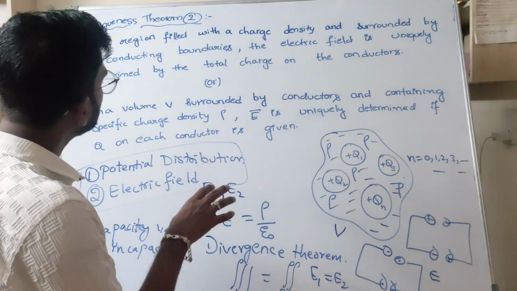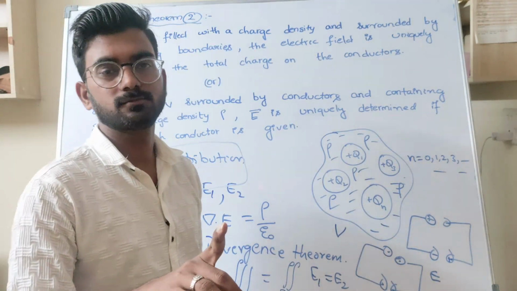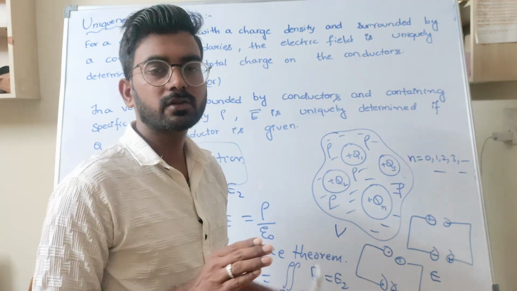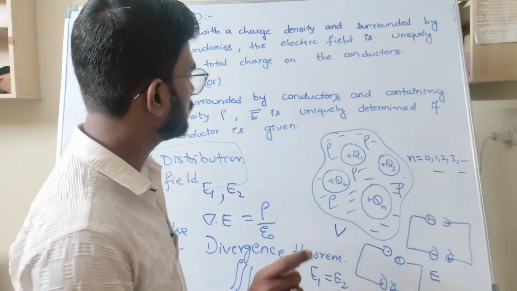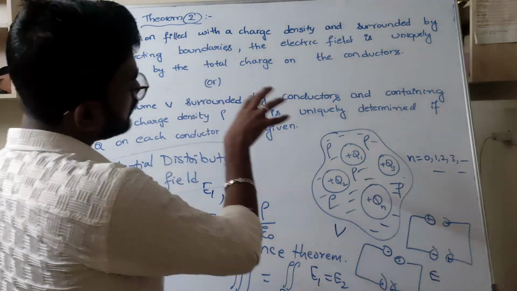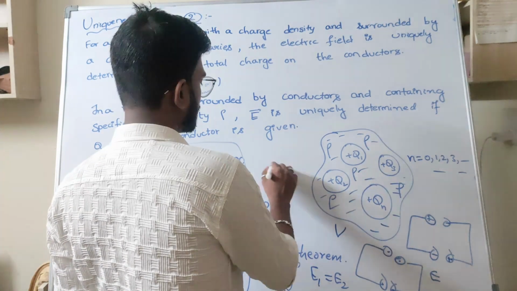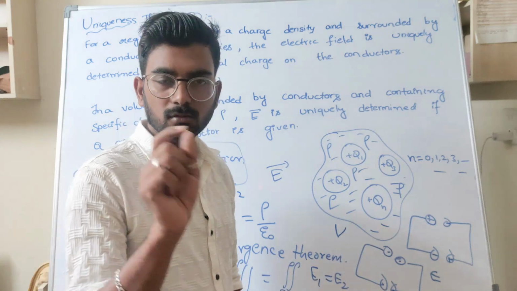This is uniqueness theorem 2. Uniqueness theorem 1 says potential is uniquely determined, because the Laplace equation has only one solution for V. Here it regards the electric field E vector. The electric field is uniquely determined when the charges are given.